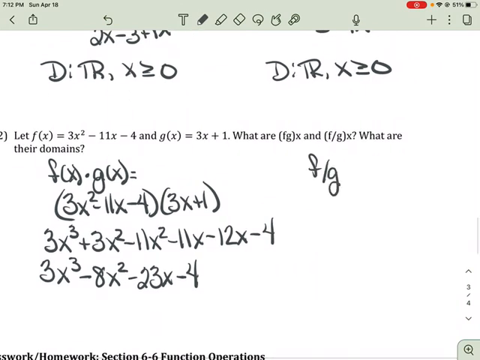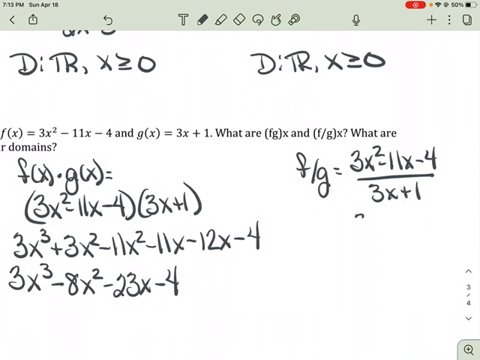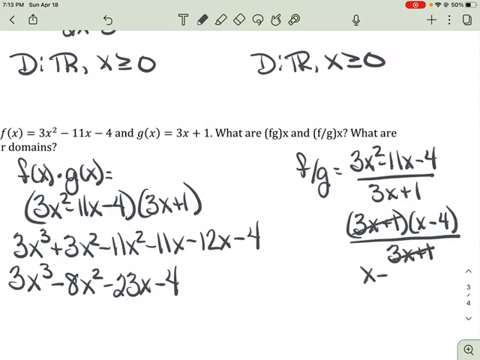And then f over g. Okay, so 3x squared minus 11x minus 4 over 3x plus 1. Let's see if it factors. Yes, it does. Let's see if it factors to this. Yes, it does. Okay, so my answer is x minus 4.